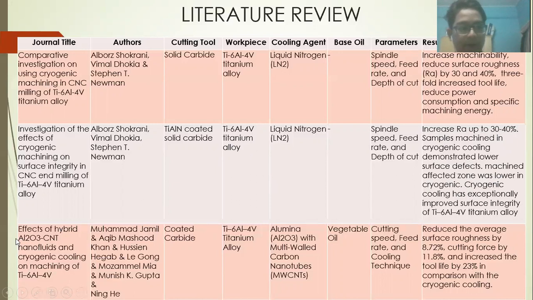Next is using nanofluid and cryogenic. This research compares nanofluid and cryogenic cooling, and the result is that by using nanofluid, the average surface roughness is reduced by 8.72%, the cutting force is reduced by 11.8%, and tool life is increased by 23% in comparison with cryogenic cooling.